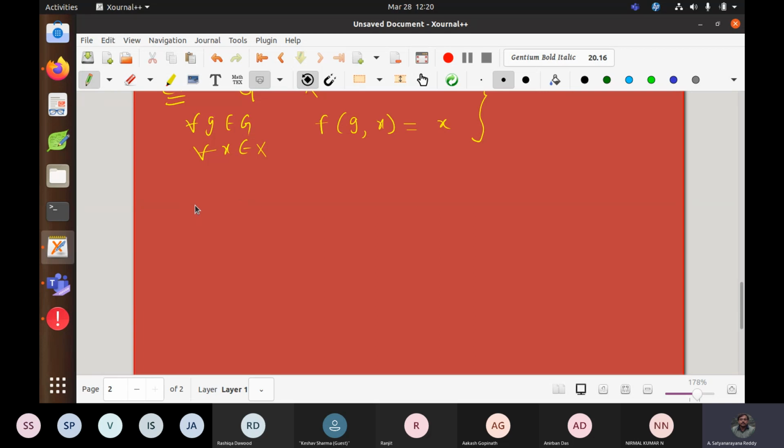Now we define something. Suppose G acts on X. Once G acts on X, I can define a relation on X: x is related to y, where x, y belong to X, if there exists a g in G such that g dot x equals y. We proved that it is in fact an equivalence relation on X.